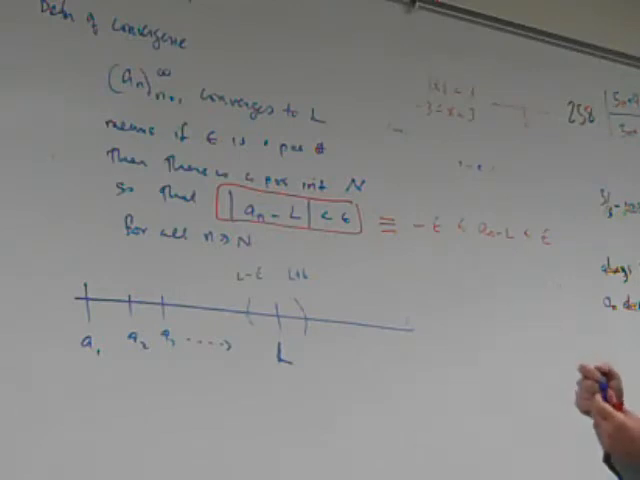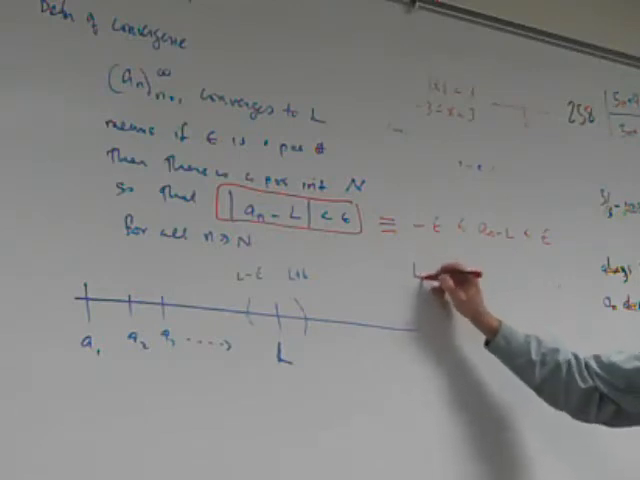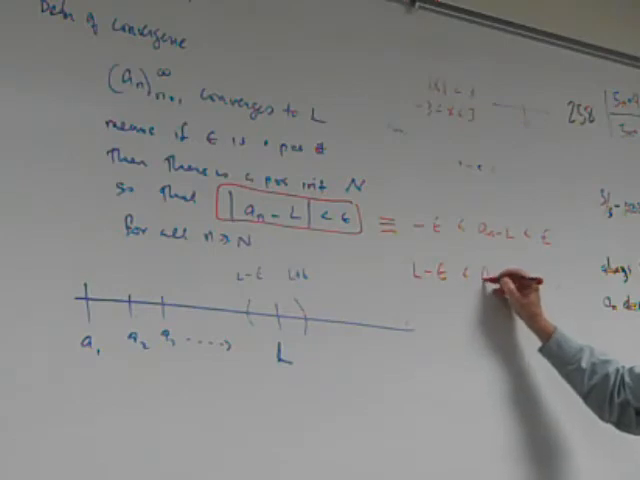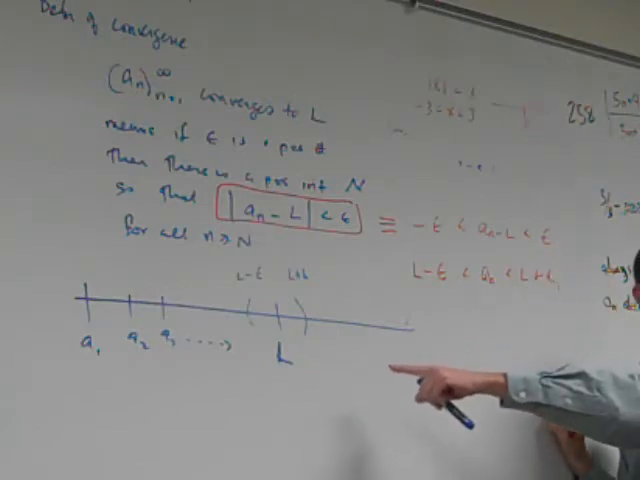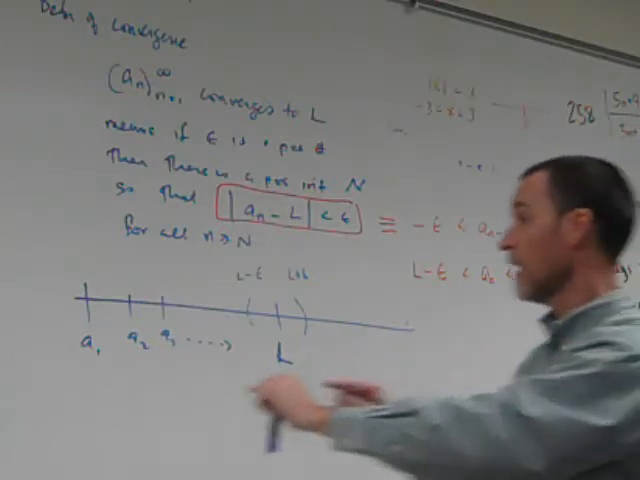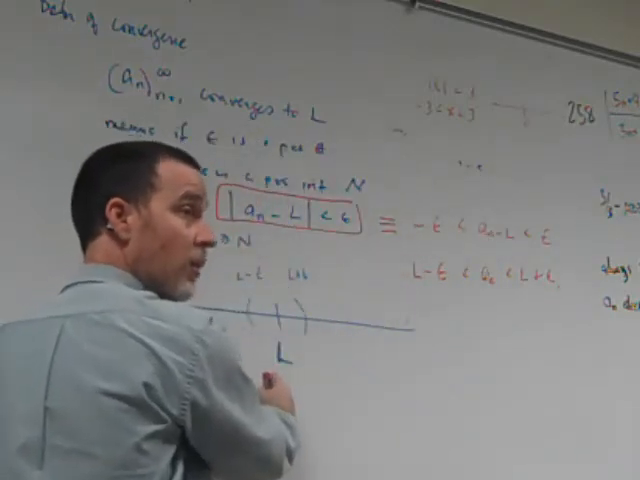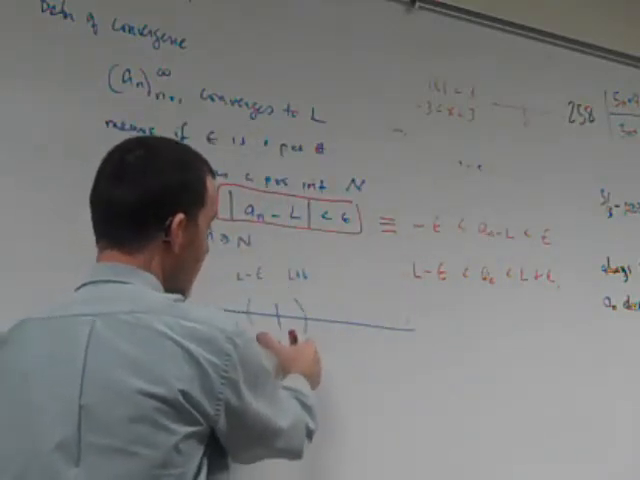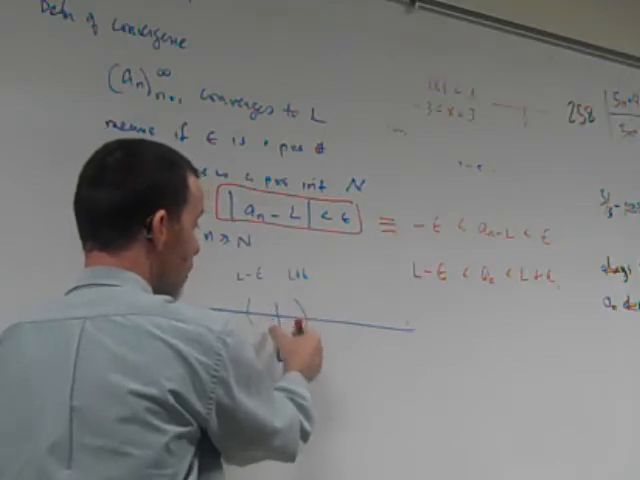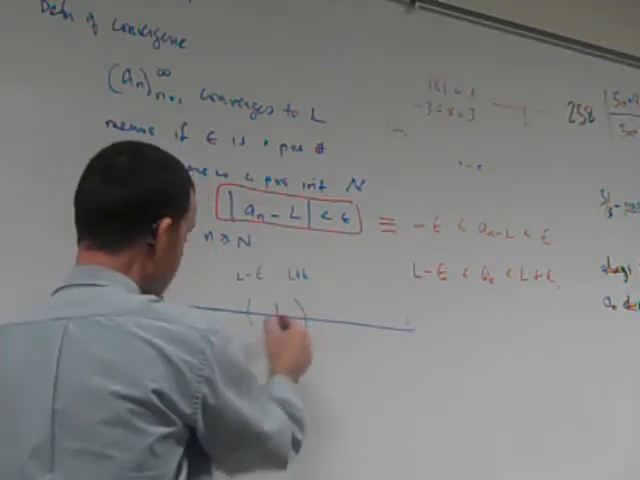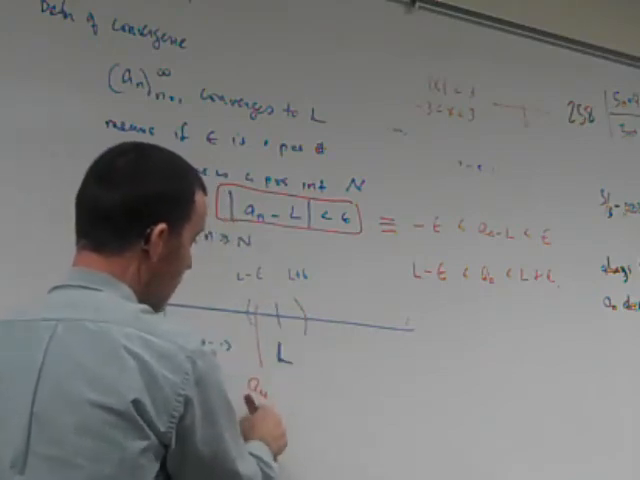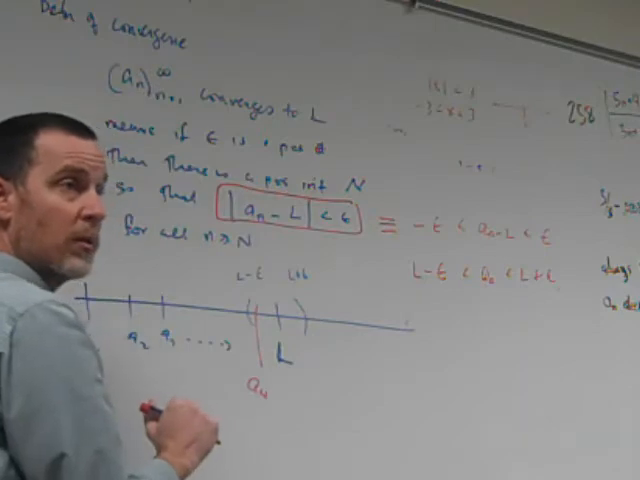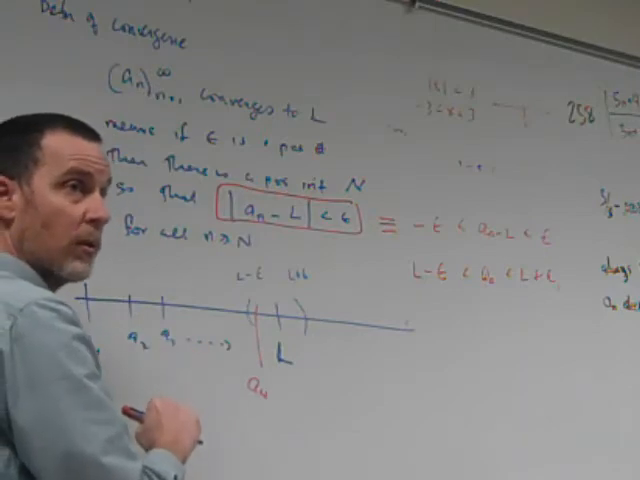So if I add L to both sides, I have L minus epsilon less than A sub n less than L plus epsilon, right? That's what I drew in my picture, wasn't it? I'm saying if this sequence converges to L, then no matter how small an open interval you pick around L, there's got to be a number, capital N, where the sequence gets inside that interval, and it stays in that interval forevermore.